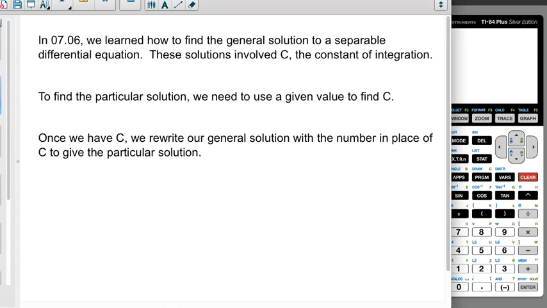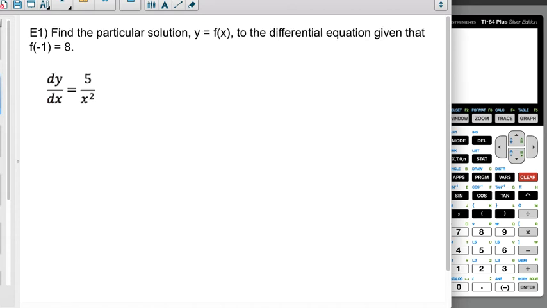So in the last video, in 7.6, we learned how to find the general solution to a separable differential equation. These solutions involved c, the constant of integration. So to find the particular solution, we just need to use a given value to find the numerical value of c in a particular problem. Once we have c, we rewrite our general equation with the number in place of c to give the particular solution. So let's go ahead and do a bunch of examples.